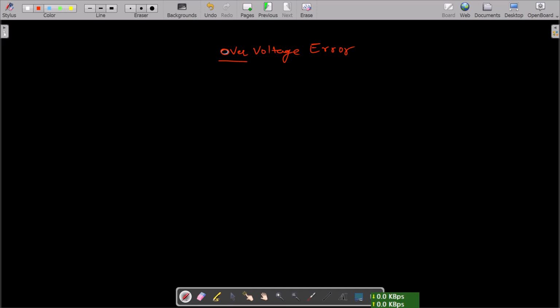Over voltage error. This over voltage error is also nothing but the same case, caused because of that over voltage. This is whatever that shunt magnet is there. That shunt magnet is going to produce that phi sh.